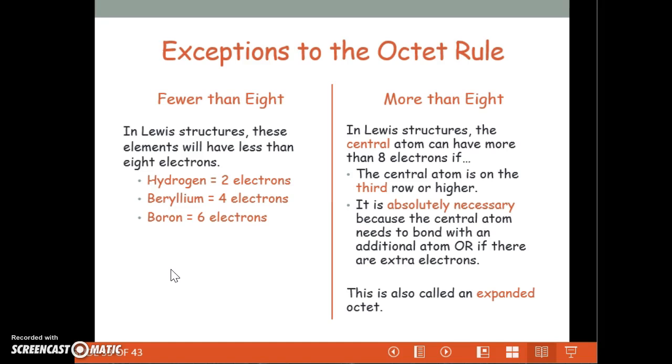Okay, so let's do an example with one of the exceptions. You guys should be finished up filling in your notes by now. Let's start with the example of hydrochloric acid.